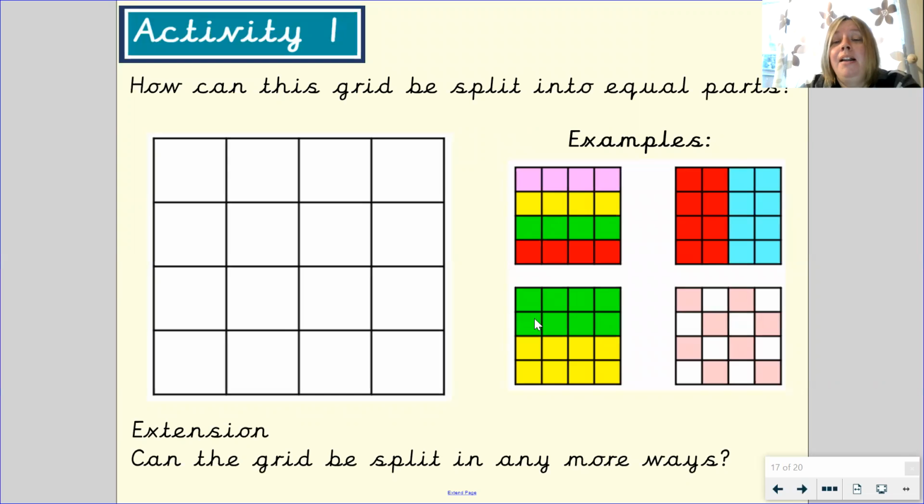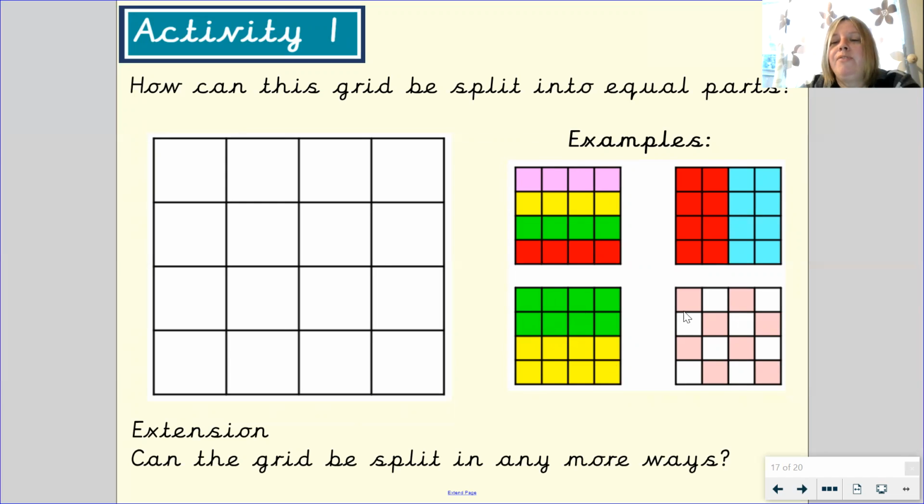This one, let's have a look at. I've got 2 equal groups again. How many are in each group? Count with me. 1, 2, 3, 4, 5, 6, 7, 8. So I've got 2 equal groups of 8, which is the same as this one, but I've coloured them in different ways because there are many ways that I could colour it in to show 2 equal groups of 8.